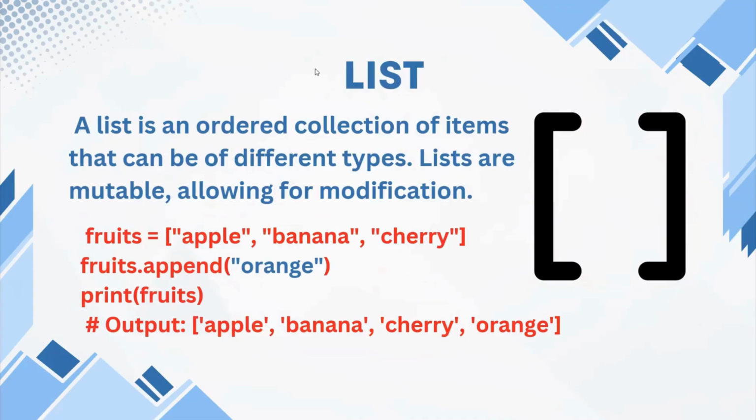Okay. Next we have list. A list data type is an ordered collection of items that can be of different types. Lists are mutable, allowing for modification. You can always make a list with square brackets. For example, here we make one variable, fruit, and we are storing n number of values here: apple, banana, cherry.